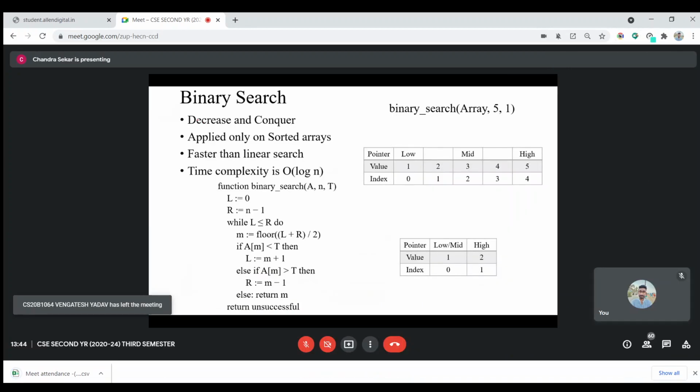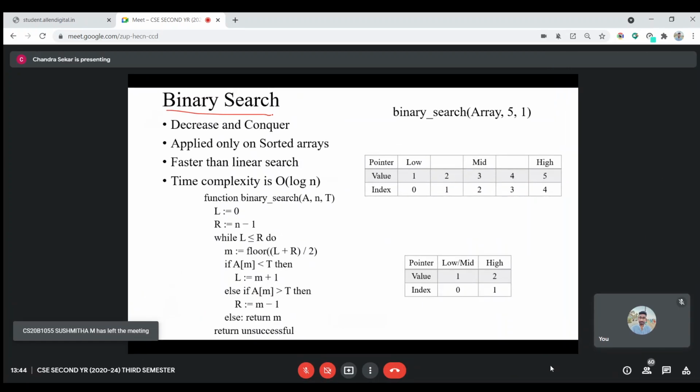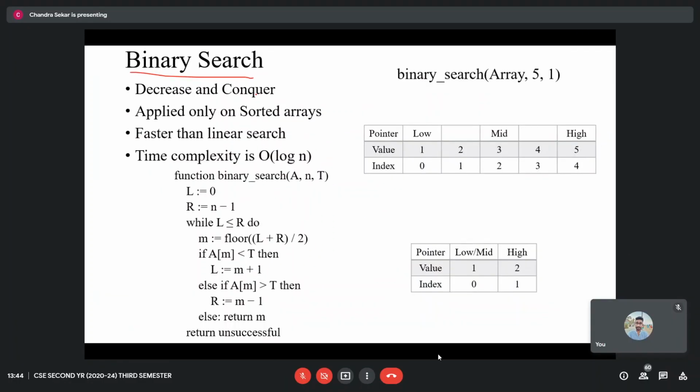So you must be already familiar with this binary search. Binary search comes under the category of the divide and conquer algorithm. In the sense here, we can more specifically call it decrease and conquer, because it decreases the size of the array and works on the particular part of the array.